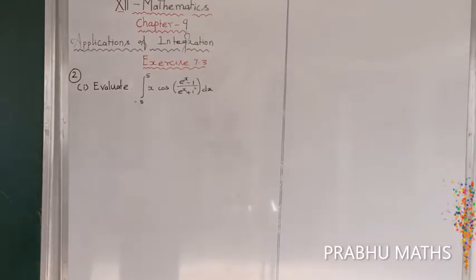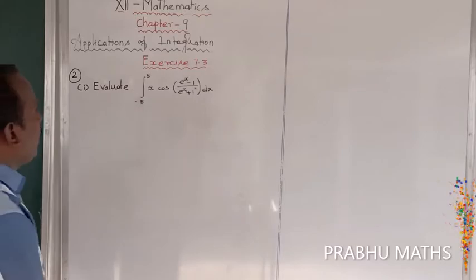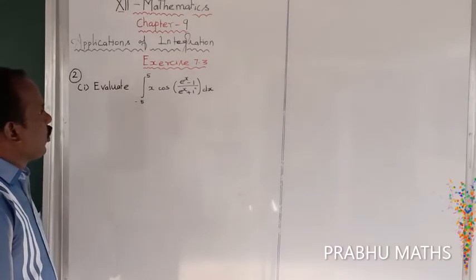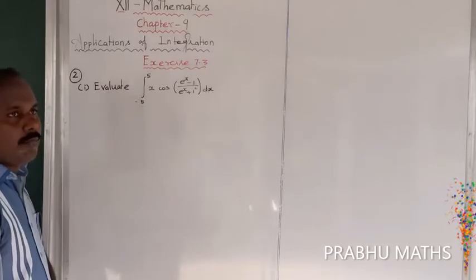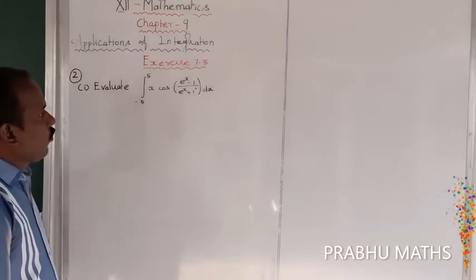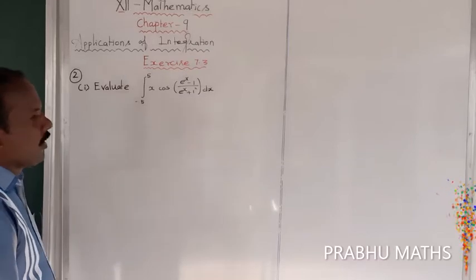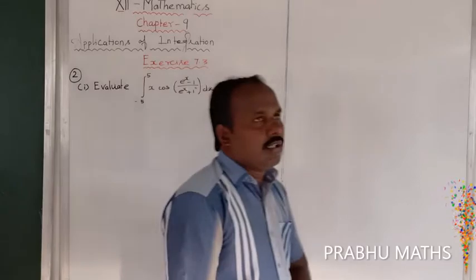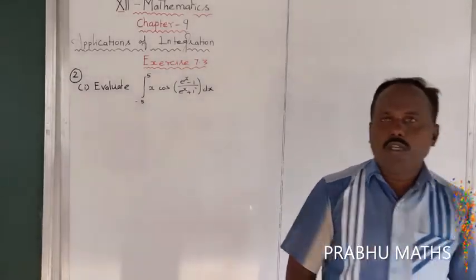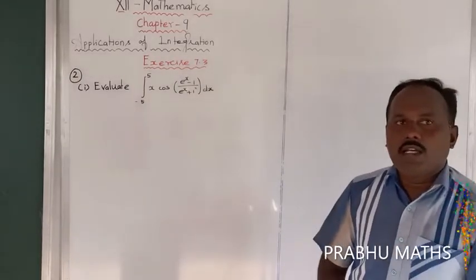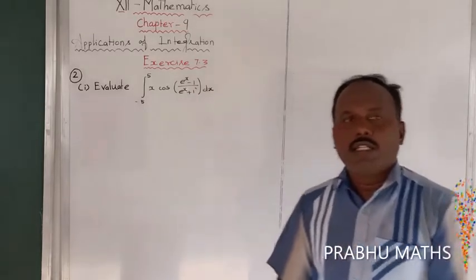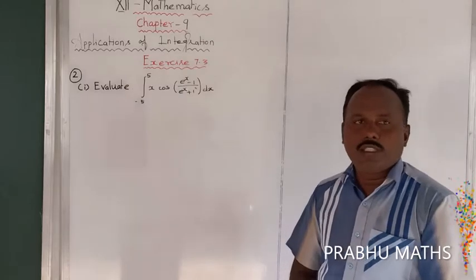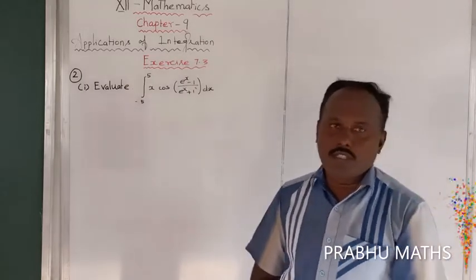Exercise 7.3, second sum, first subdivision: evaluate the integral from minus 5 to plus 5 of x into cos of (e power x minus 1) divided by (e power x plus 1) dx. As already discussed, for this type of sum, with limits from a minus value to a plus value, the function is checked to be even or odd. Suppose the given function is an odd function, then the integral value is going to be 0.